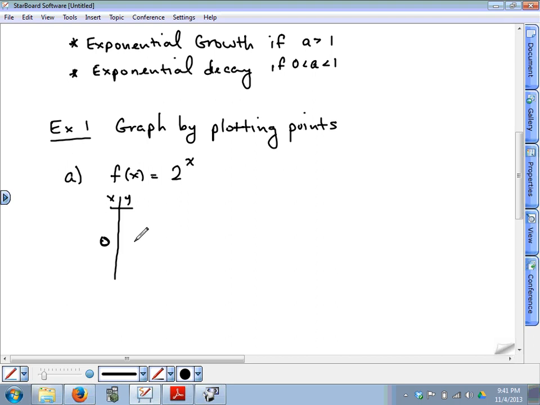If x is 0, then we have 2 to the power of 0. And in case you forgot, anything raised to a power of 0 is equal to 1. So the point 0, 1 is on the graph. If we let x equal 1, then we have 2 to the 1 power, which is 2. So 1, 2 is on the graph. If we let x equal 2, 2 squared is 4. If we let x equal 3, 2 to the 3rd power is 8. So there are a few points for positive values of x and when x equals 0. So let's plot those.